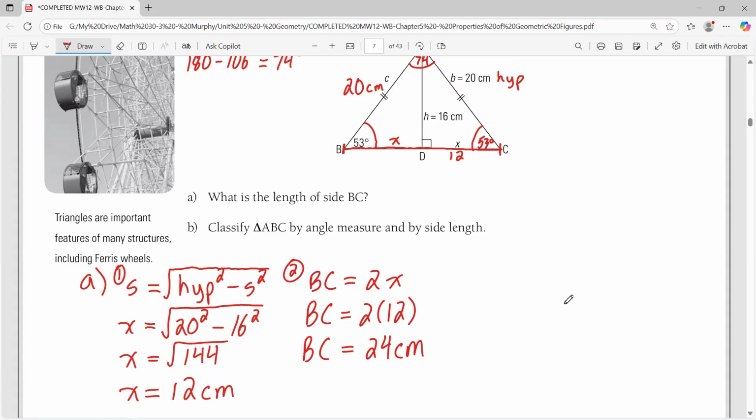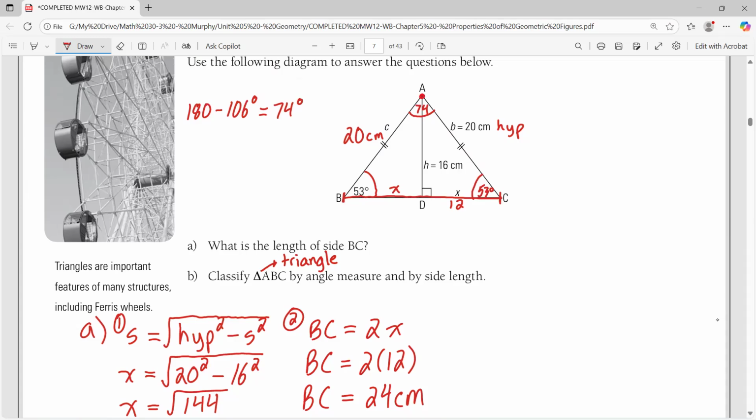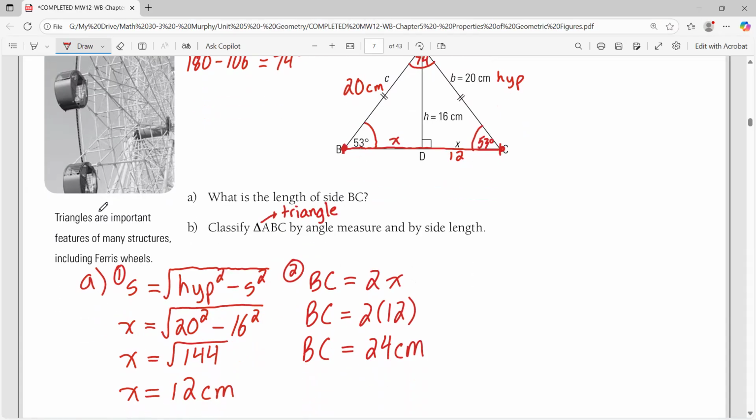Now, it says classify. If you ever see this symbol, it doesn't mean angle. It means triangle A, B, C. So what it's referring to is if you went from A and drew all the way to B, all the way to C, that triangle. If they were talking about this other one here on the left-hand side, they would have said triangle A, B, D. Or they would have said A, C, D, or in any order. Okay? So that's how you can tell the difference. It says classify it by angle measure and by side length.